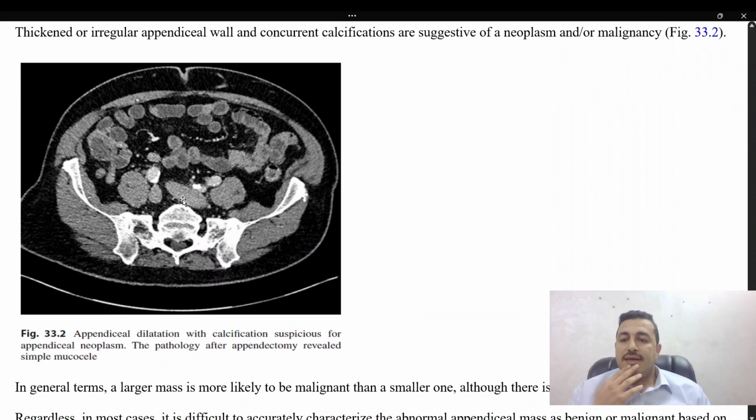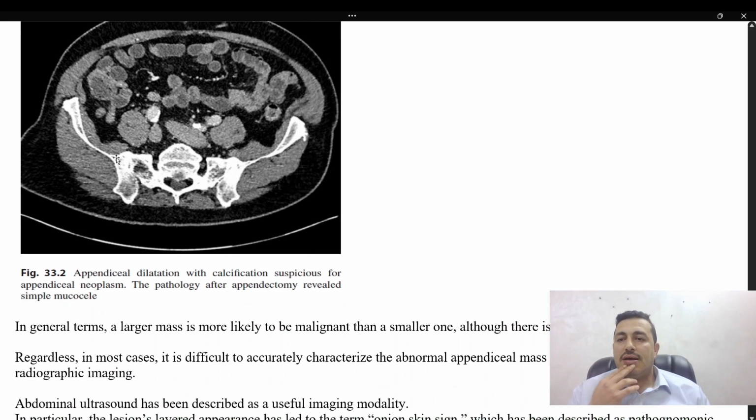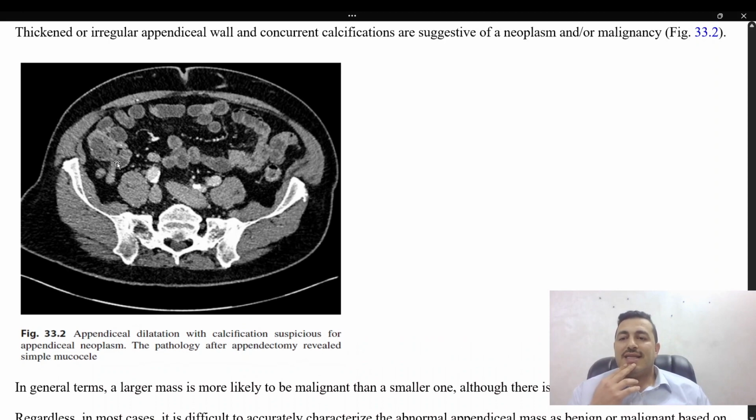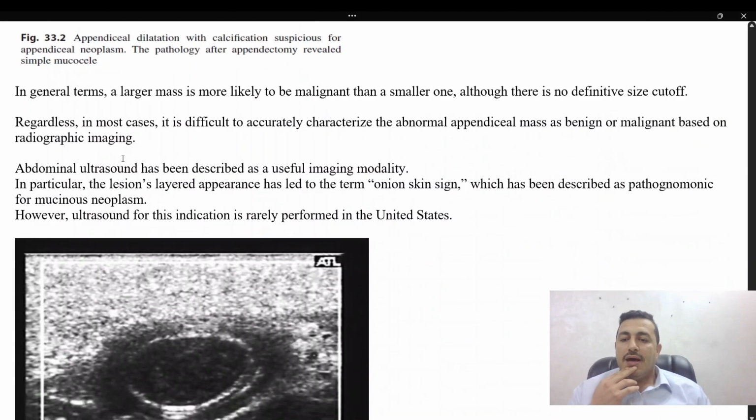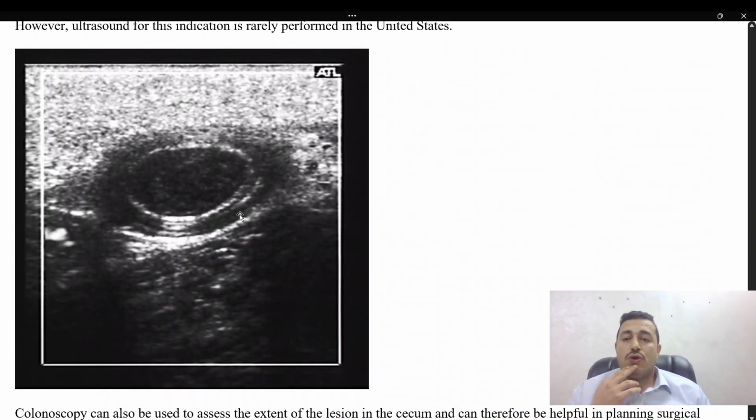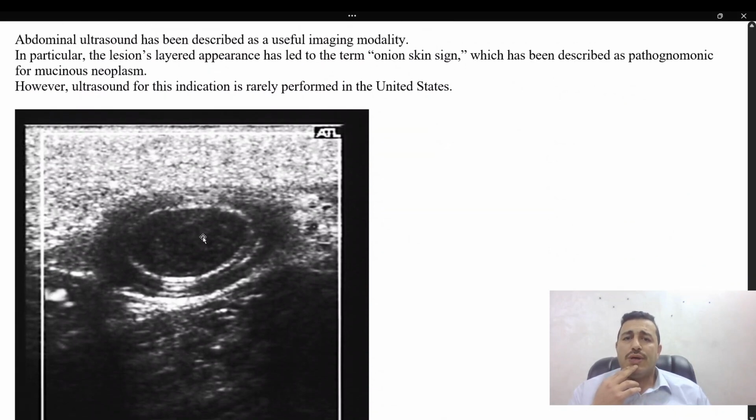This is also a CT. You can see here that the appendix and the cecum have irregular border with suspicious calcification, so we can guess that this may be a tumor of the appendix. This is an ultrasound showing what we call the onion appearance. This is also pathognomonic onion skin appearance. This is pathognomonic for mucinous neoplasm.